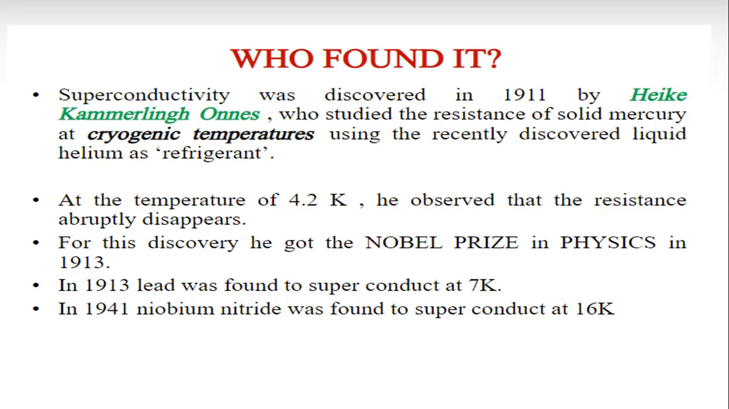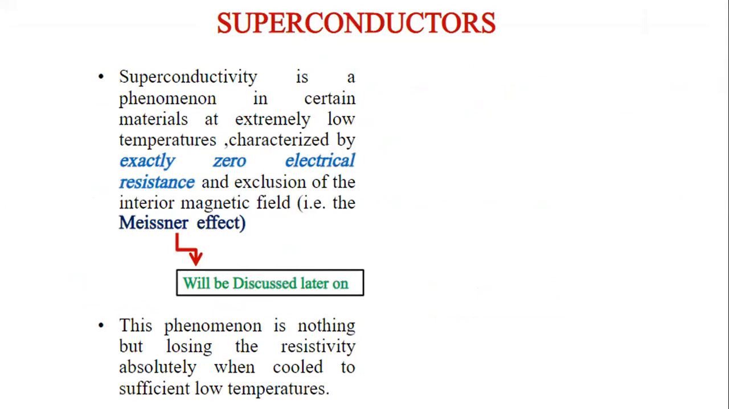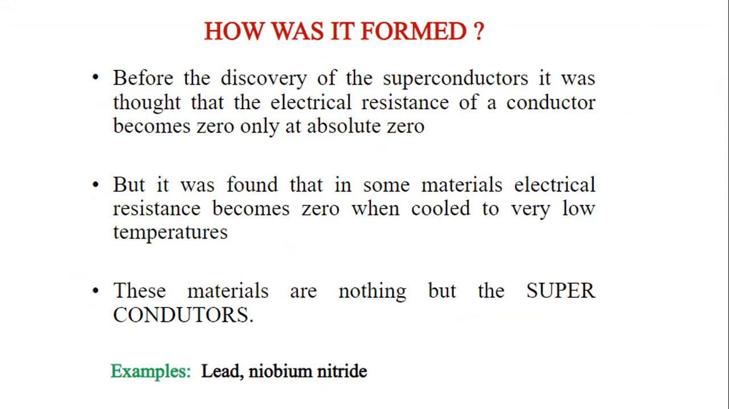In 1941, niobium nitride was found to be a superconductor at 16 Kelvin. This is very, very important. These were discovered in different years, and at different temperatures different materials behave as superconducting materials. So here we started today's topic, the meaning of superconductors: certain materials at low temperatures exhibit zero electrical resistance, and we call that superconductivity.